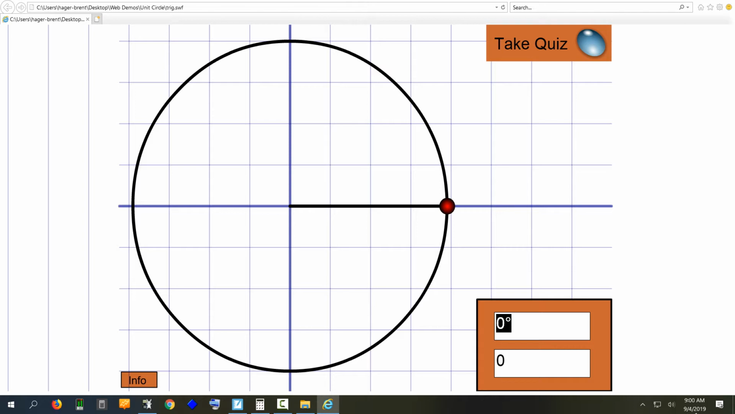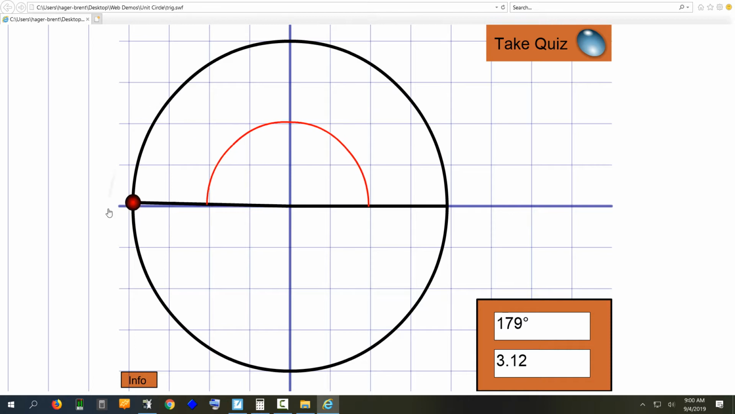Does anyone have a guess what the difference in the number is going to be, whether I go clockwise or counterclockwise? How would that highlighted number change? If you go clockwise, it'll be down from 360. If you go counterclockwise, it'll be up from 0. Yeah, so it's going to have to do with positive and negative.